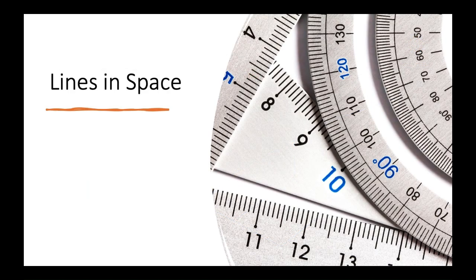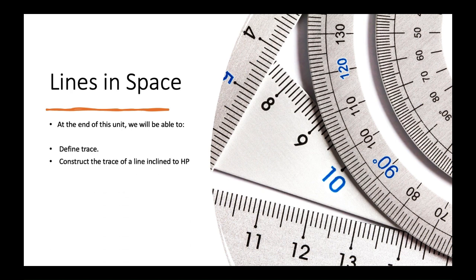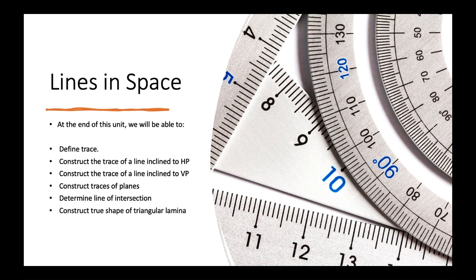All right. Now, in terms of how we'll be approaching the lecture series, this will be a lecture series of lines in space. We'll attempt to give you the descriptions as to what we'll be covering. At the end of the unit, we'll be able to, one, define a trace, construct the trace of lines inclined to the horizontal plane, HP, construct trace of lines inclined to the VP, which is the vertical plane, construct traces of planes, determine line of intersection, construct true shape of triangular lamina, determine the dihedral angle, and skewed lines, that is determining the shortest distance between two lines.